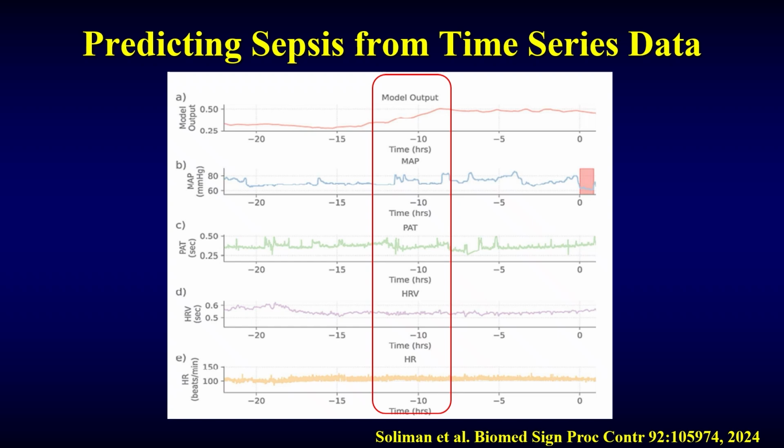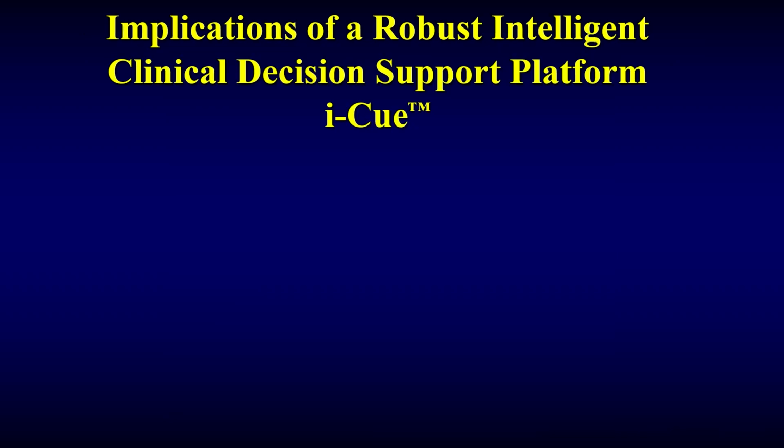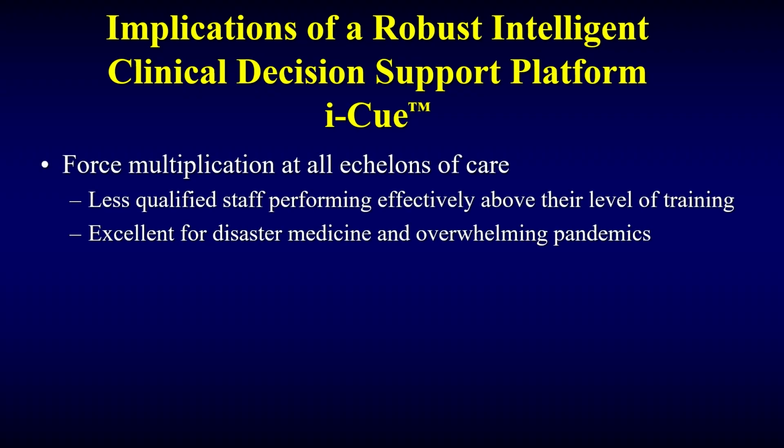So the implications of this robust intelligence system, which we call IQ, are that it's a force multiplier in all echelons of care, no matter where you are. Less qualified staff can now effectively monitor the patients without significantly advanced training. They just know that they need to alert people quickly, and the people that are advanced know when to come. This is excellent, therefore, for disasters and the overwhelming pandemics that we've recently seen.